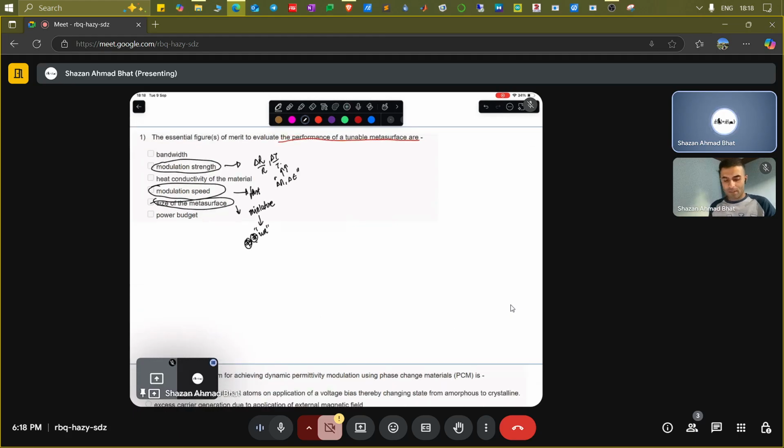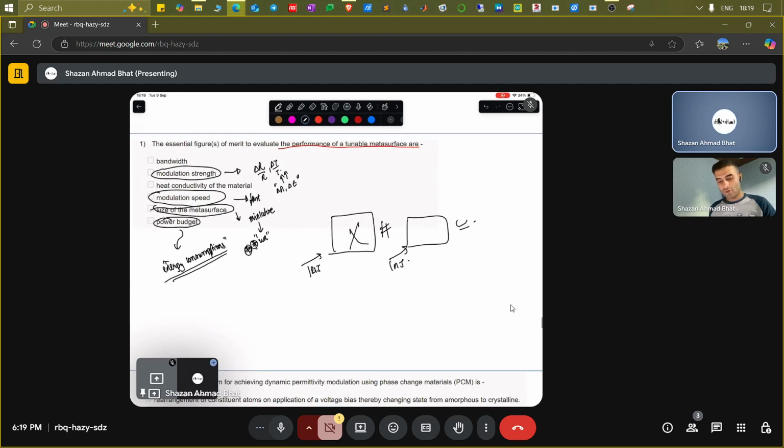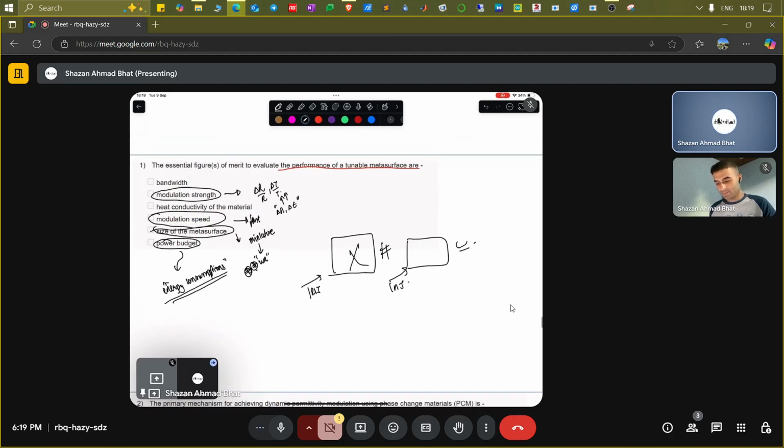And power budget is also important because it represents the energy consumption. That means how much you are going to consume in order to tune the resonances of these metasurfaces. Let's say you have a certain surface and you are giving 1 microjoule to phase change it. On the other hand, you are giving 1 nanojoule to the other system to phase change it. Then obviously the second is going to be much more efficient. So that is basically what they mean by power budget. So this is a multiple select answer type, and I hope these are the answers to this question.